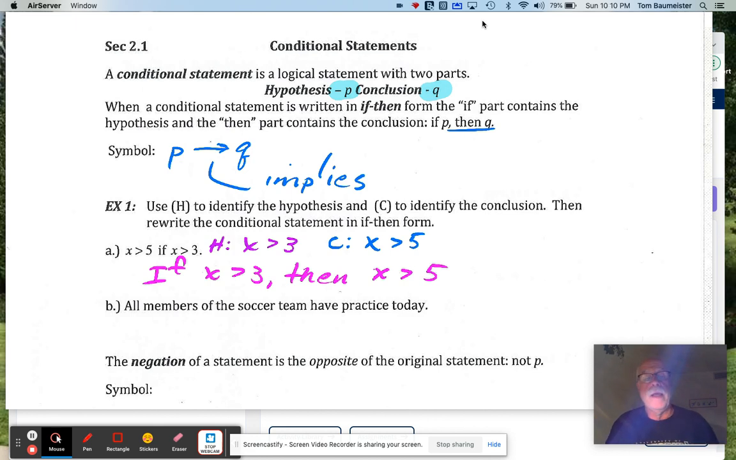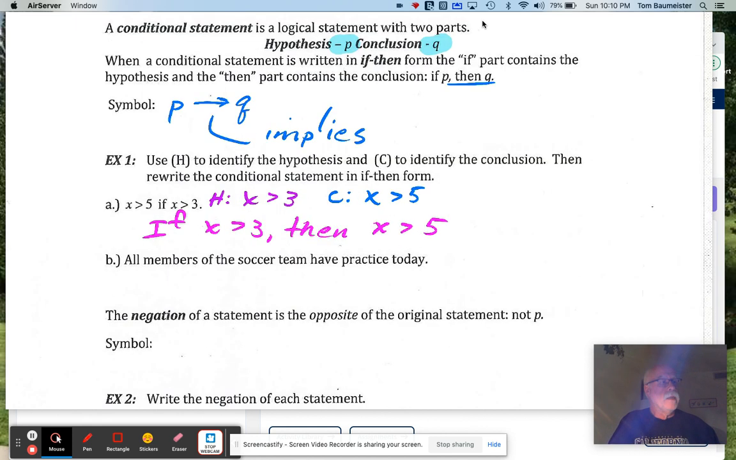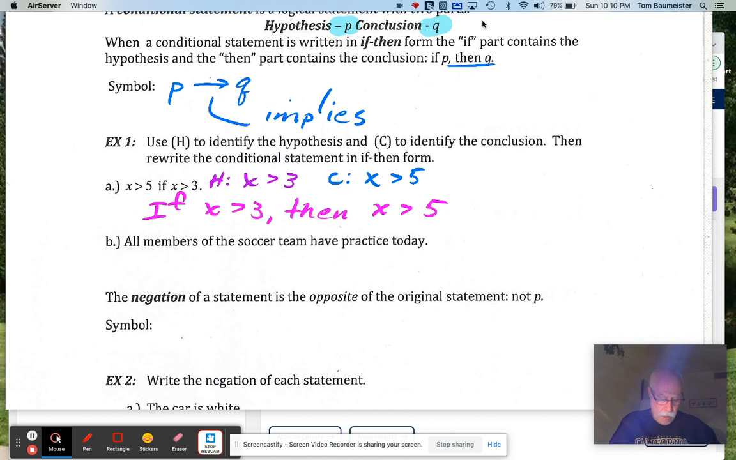Right now we're just learning to write if-then statements. We'll talk more about the truthfulness or the falsehood of them as we go on. All right. The second one here says, all members of the soccer team have practice today. So the hypothesis states a person, and I should have left more room, I apologize. A person is a member of the soccer team.